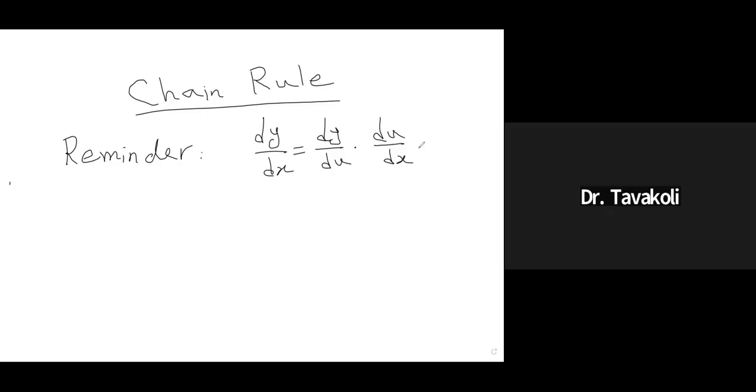Sometimes, as you know, y might be a relatively complicated function of x. So instead of finding the derivative of y directly with respect to x, we introduce a middle function u, and the derivative of y with respect to x, the left side, is going to be the derivative of y with respect to u times the derivative of u with respect to x. So let's see some examples where we use the chain rule.